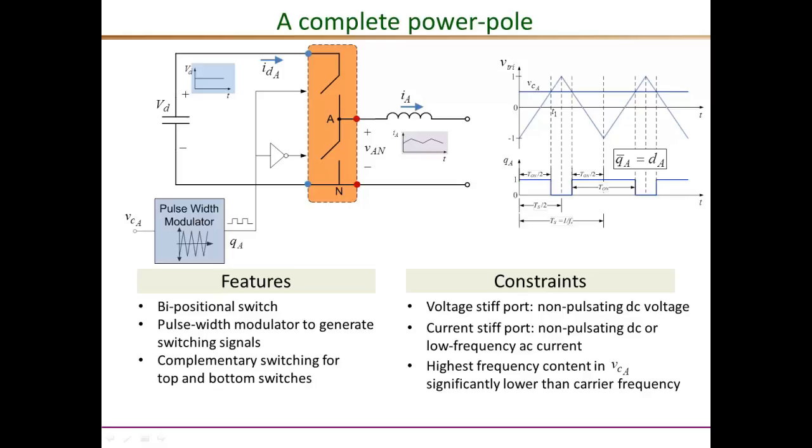The power pole, in addition to having this bipositional switch controlled by this Q sub A, also needs to meet two constraints. One is that the voltage across the power pole, across the two end positions, has to be a non-pulsating smooth DC voltage, and the current from the midpoint, the pole, has to be again a non-pulsating or non-switching current.